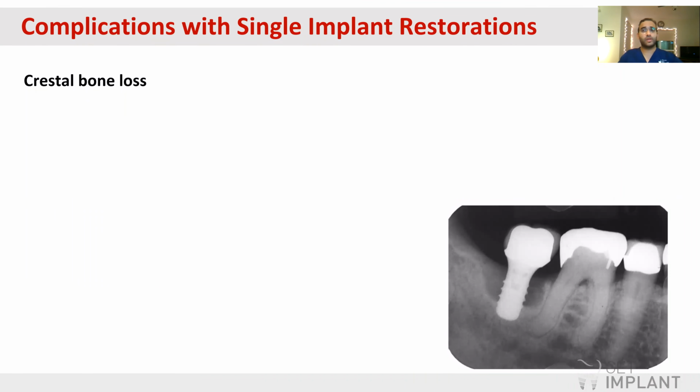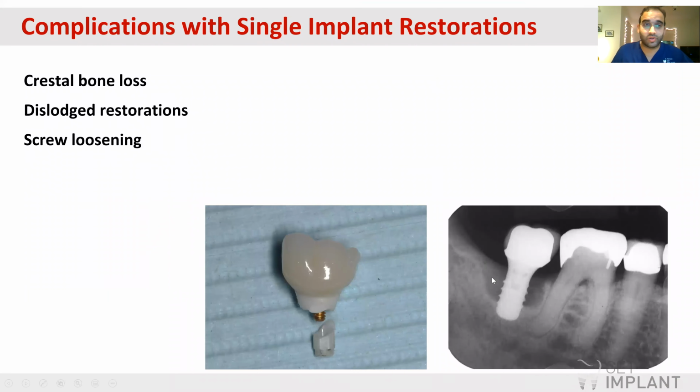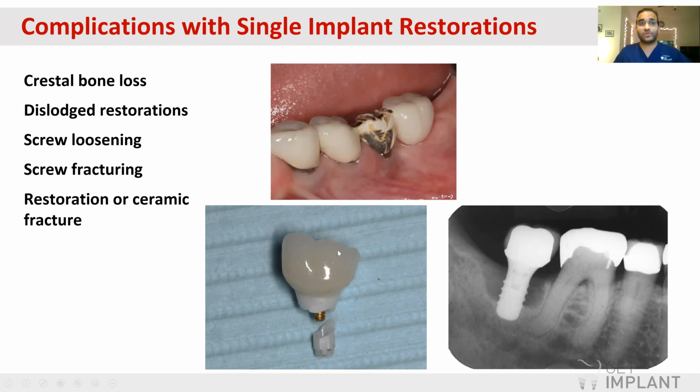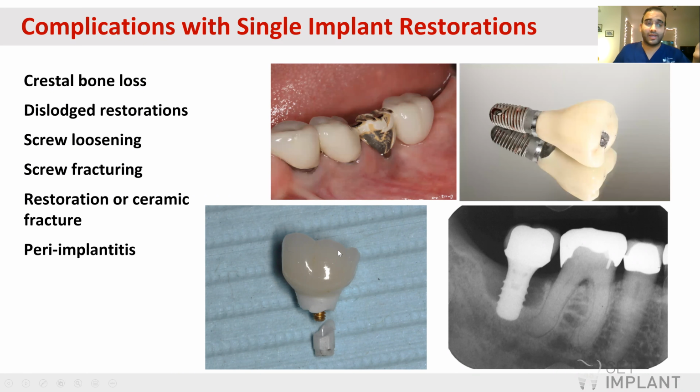There are complications that you can get with single implant crowns. Obviously, there's crestal bone loss, and you can get a dislodged crown, screw loosening, and restoration fracturing. As prosthodontists, since more and more people have started restoring implants, we will be seeing a lot of these complications that we will have to handle. And implant failure is not the end of the game. There are a lot of things that we can do to salvage the situation and even redo the implant. It's not a big deal.